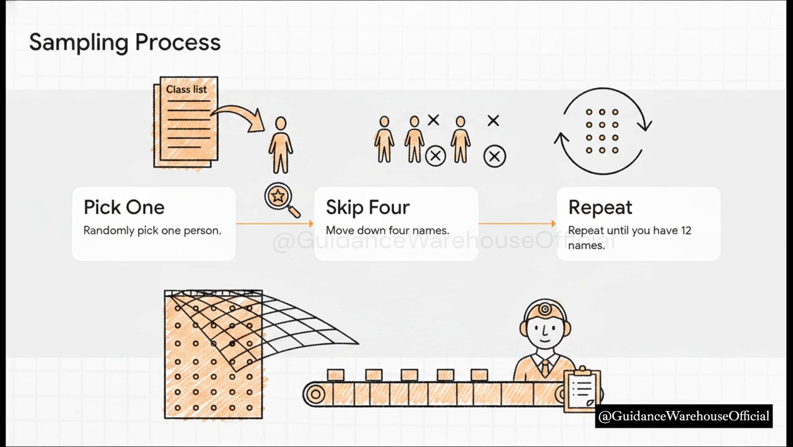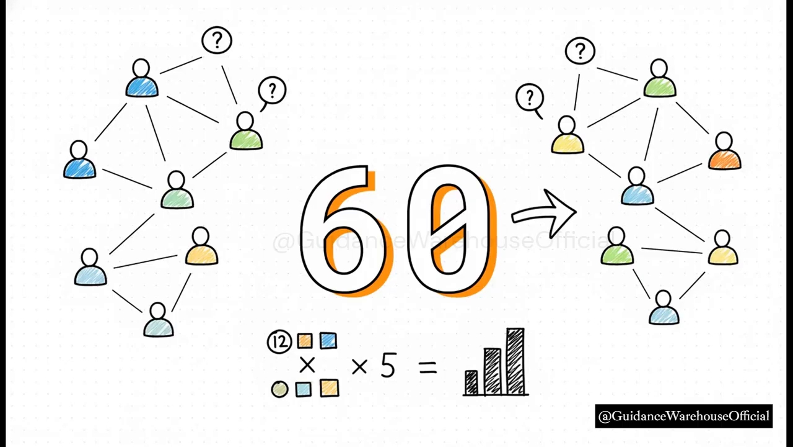Honestly, think of it like a quality control inspector on an assembly line who tests every 4th widget that rolls by. Doing this ensures our net is cast evenly across the entire class list, from the top all the way to the bottom. Now, let's quickly look at the math behind why we did this.